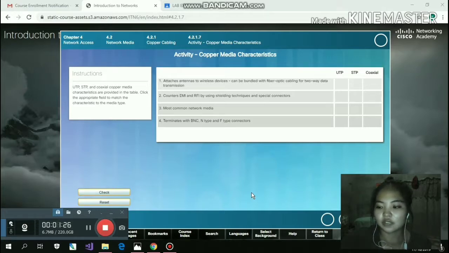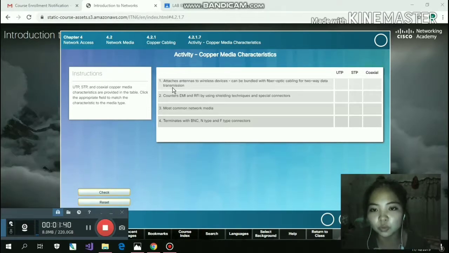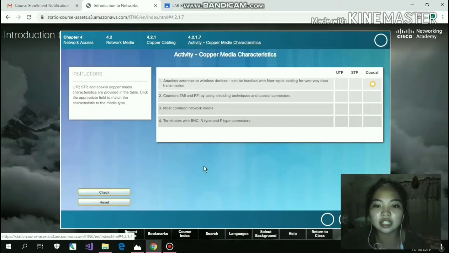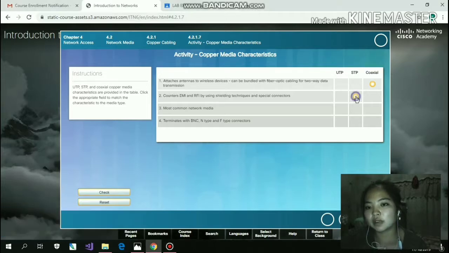So after I explain it, we have to answer this. So from number 1, which attaches antennas to wireless devices, can be bundled with fiber optic cabling for two-way data transmission. So my answer for this is coaxial. And number 2 is the one that counters EMI and RFI by using shielding techniques and special connectors. And this is shielded twisted pair.